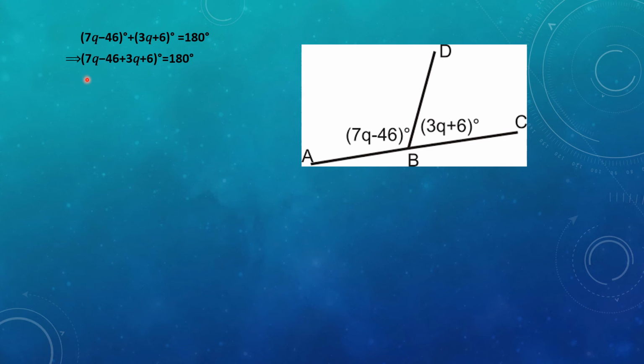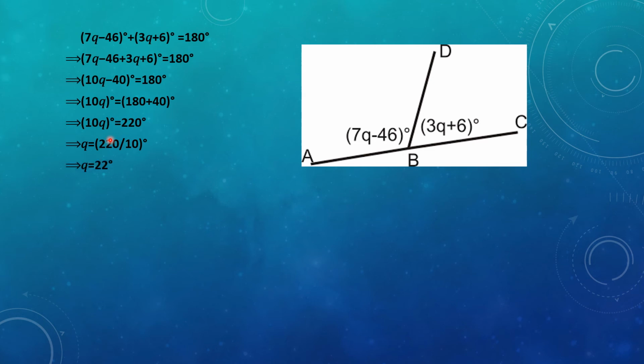So it will give 7Q minus 46 plus 3Q plus 6 is equal to 180 degrees, which gives 10Q minus 40 degrees is equal to 180 degrees, which gives 10Q is equal to 180 plus 40. On taking minus 40 to the right hand side, it will become plus 40. So now solving it, 10Q is equal to 220 degrees, which gives Q is equal to 220 divided by 10, because when 10 goes to the RHS, it goes to the denominator of 220. So Q becomes 22 degrees.